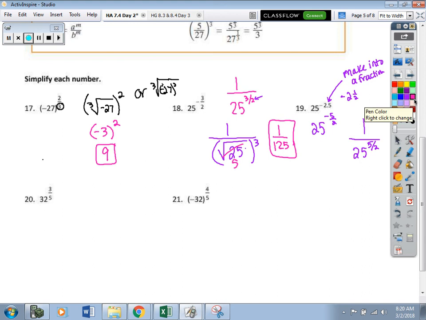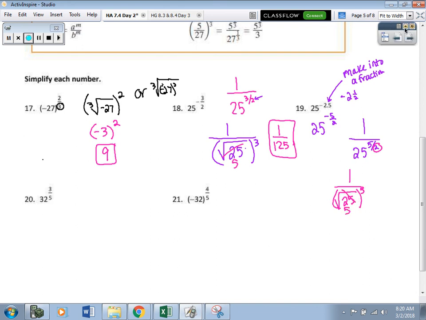And then let's change it back to radical form. So the 2 tells me that's my index, so that would be the square root of 25 to the 5th power. The square root of 25 is 5. And then we probably would need our calculator to evaluate 5 to the 5th. We'll get a big number, and it is 3,125. You do want to leave them in fraction form because this decimal will be very, very small. You wouldn't want to round it.